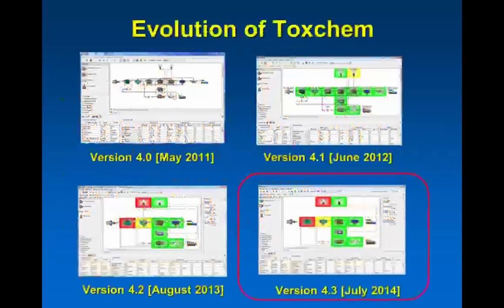Just to let you know about the evolution of Toxchem, since 2011 we have been having regular releases of Toxchem. So we had our version 4, which was a major update from our version 3, which existed since 1991. We updated to version 4 in May 2011, and since then we have had, this is our fourth release actually. So we have released version 4.3 in July 2014.